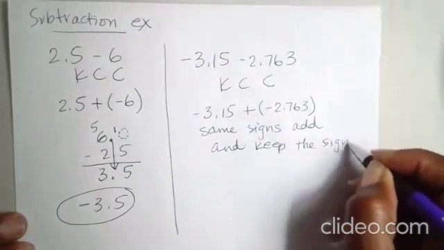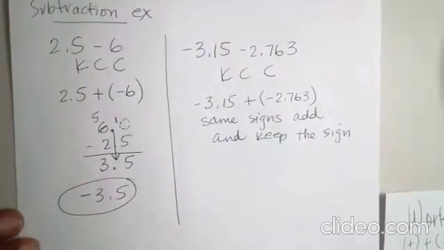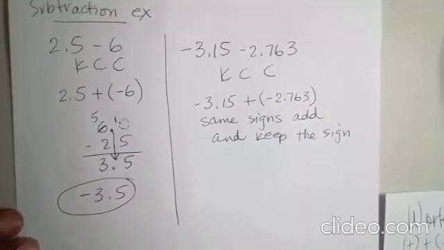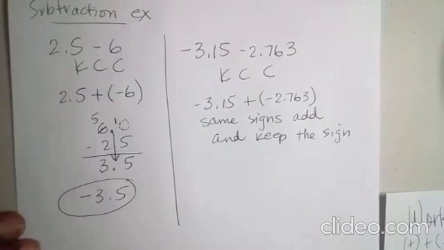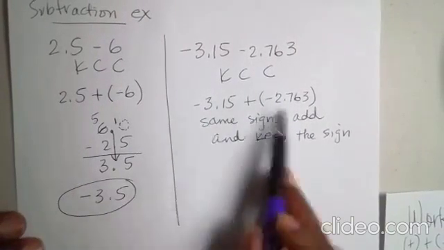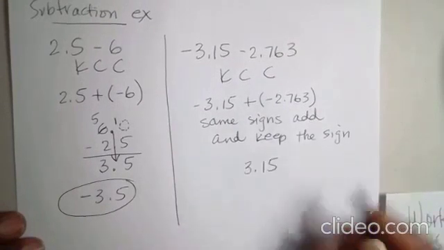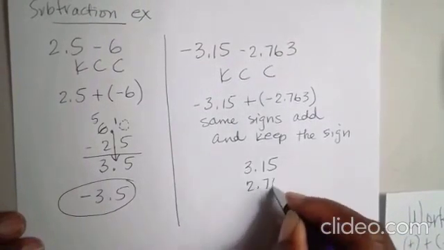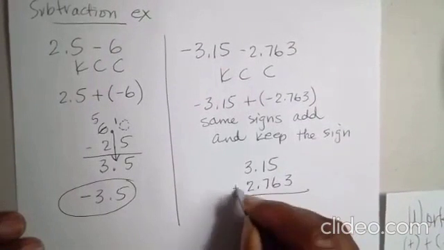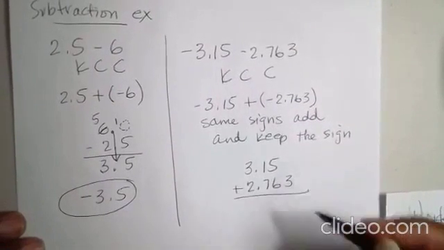This is the rule. This rule goes all the way through decimals, all the way through fractions, all the way through integers. That rule remains the same. So we're adding two of the same signs, so we add. So let's put them in order here, 3.15 and 2.763. Again, notice I lined up the decimals.